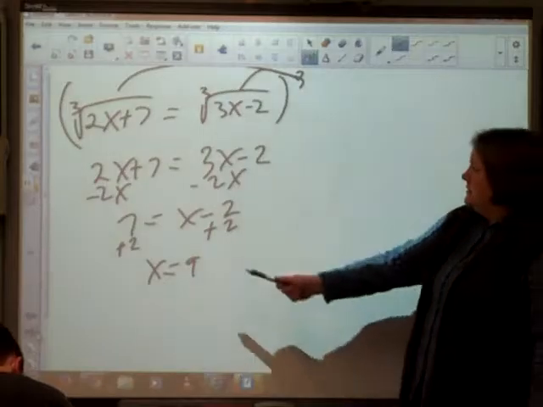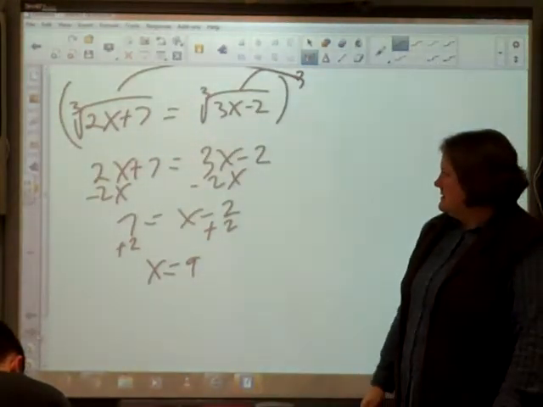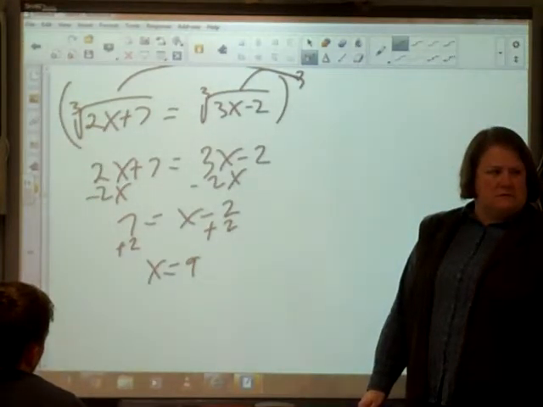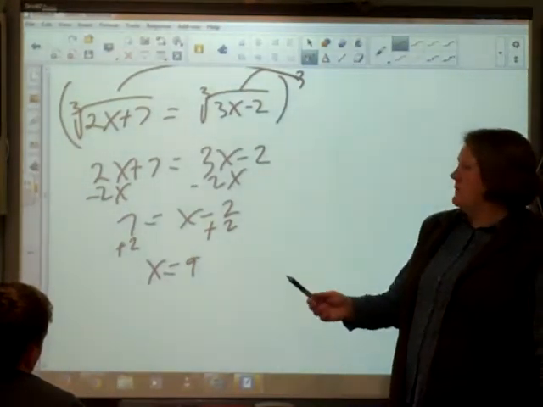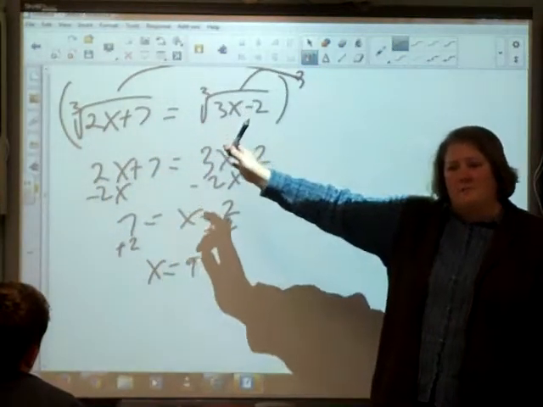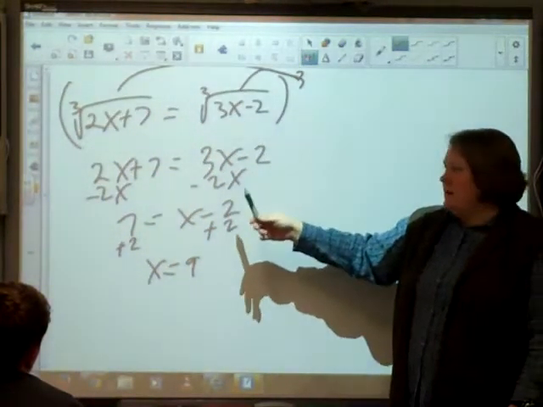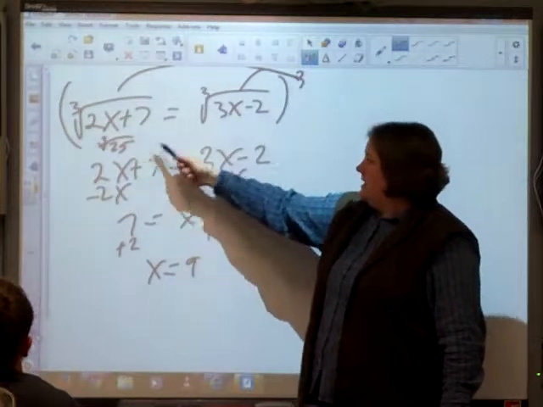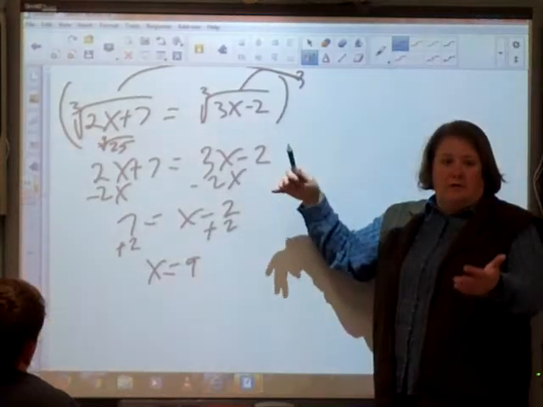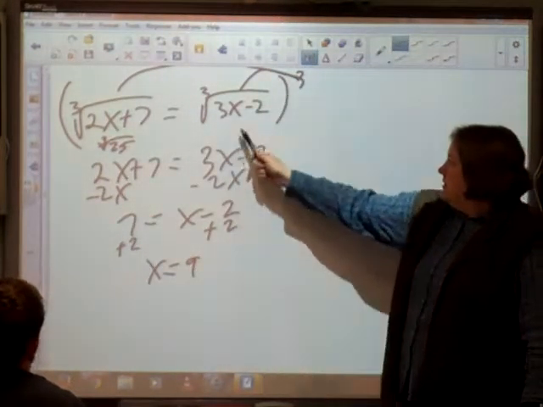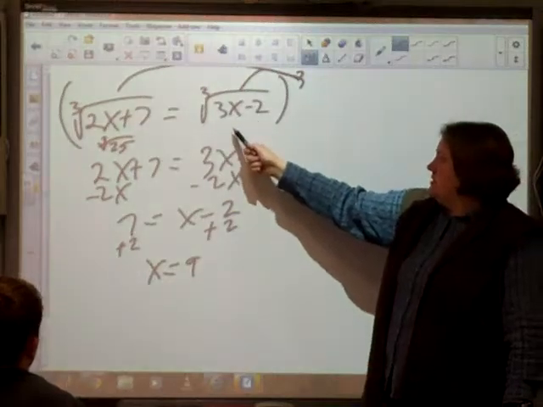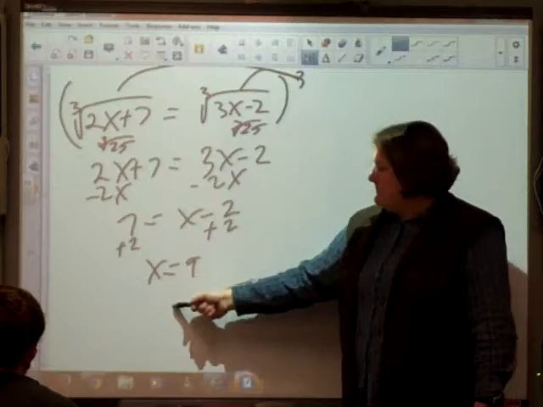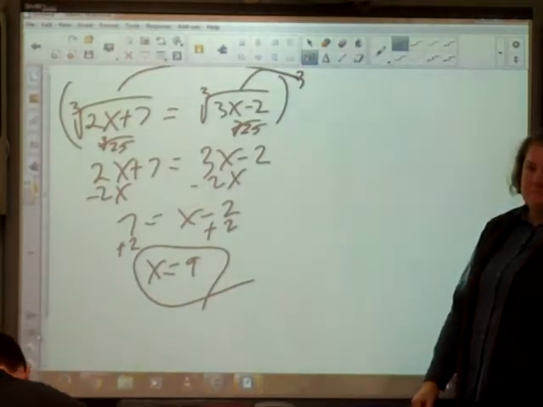So 2 times 9 is 18. 18 plus 7, 25. Is it 25? Yeah, 25. 25 is not a perfect cube. Don't panic on that. That doesn't mean you're wrong. We're just going to know that this stays a cube root of 25. Because I could get a cube root of 25 over here. If I do, it works. If I don't, it's not right. 3 times 9 is 27. 27 minus 2 is 25. So I got the cube root of 25 and the cube root of 25. That's the same. So that works.